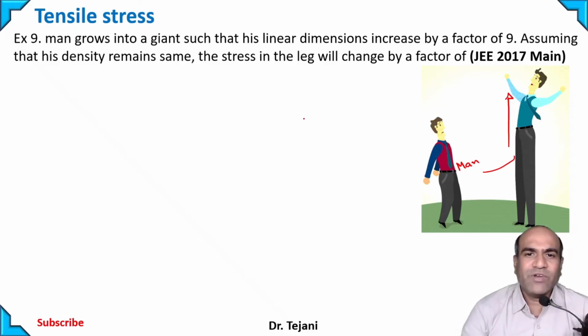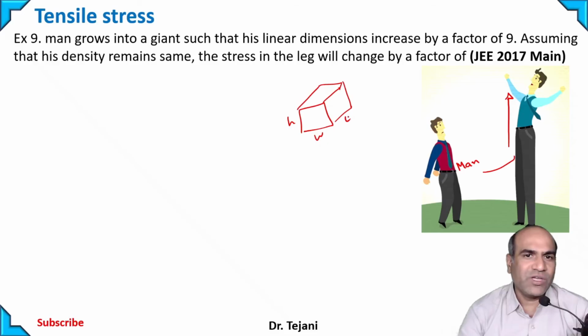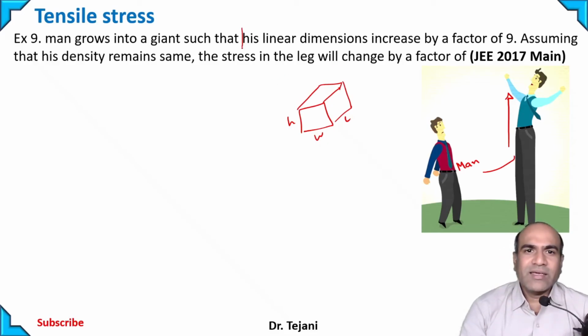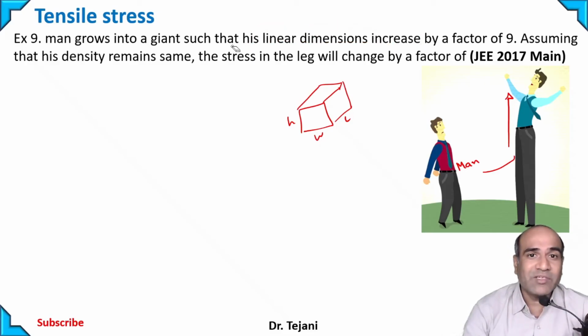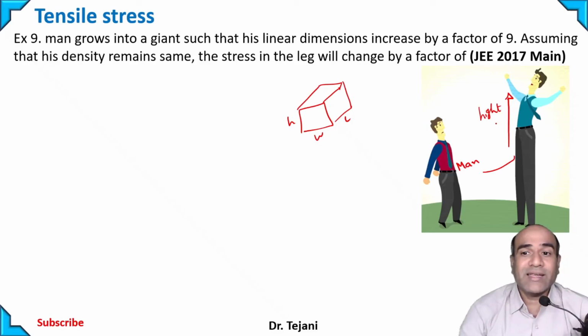If we talk about the volume of any object, there are different parameters: height, width, or length. There are three dimensions. But here it is clearly mentioned that his linear dimension increases. That means only a single dimension increases, not all the dimensions. Let us increase his height.